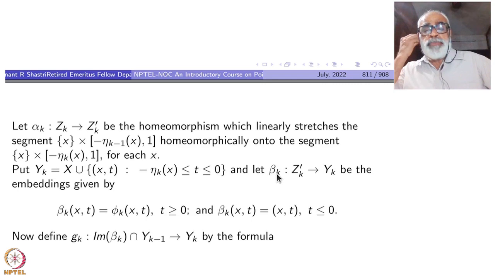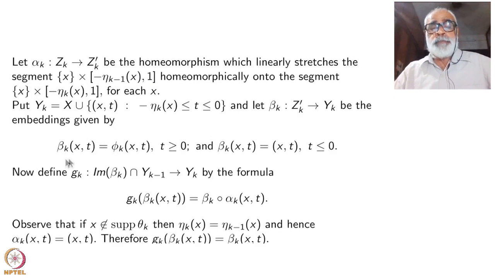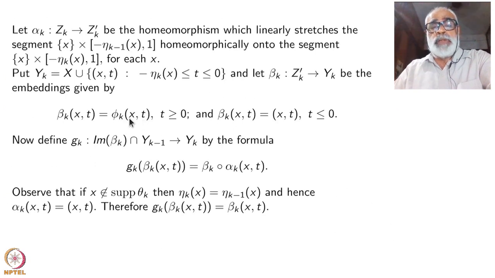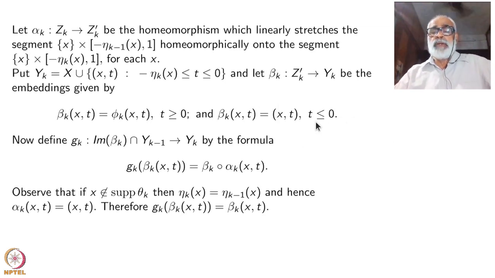Let beta k from zk prime to yk be the embedding given by beta k of xt is phi k of xt, where t is positive. Remember, this phi is ui cross 0 1. So the second coordinate is here non-negative. So that is what you have to do. For non-negative, you take phi k. When it is negative, from minus 1 to 0, you take it as xt itself. Okay, identity map itself. So that makes sense, because they are all subspaces, we are working inside y now. So it will go inside yk, because this beta k is defined only up to minus eta k. For t negative, less than or equal to 0, you define this. When t equal to 0, the two definitions coincide. Okay, so we have got these embeddings of zk prime inside yk.